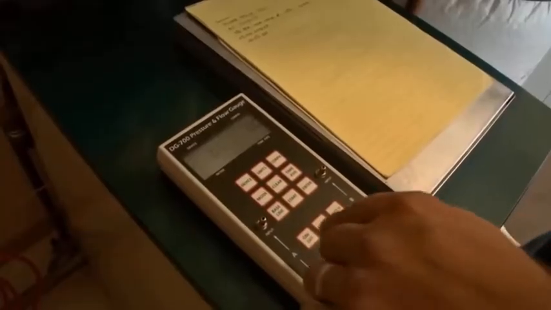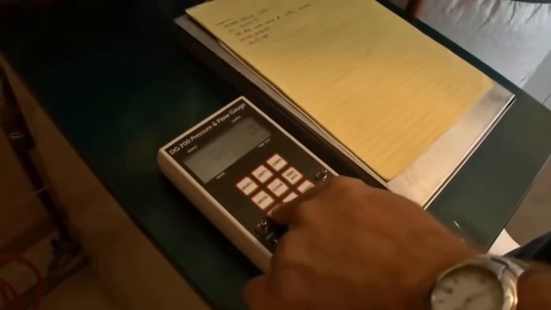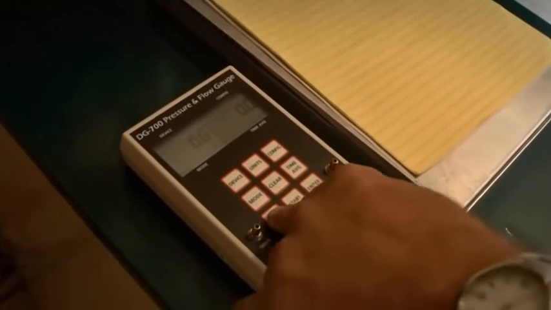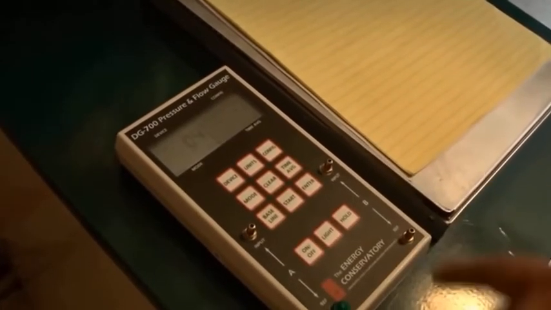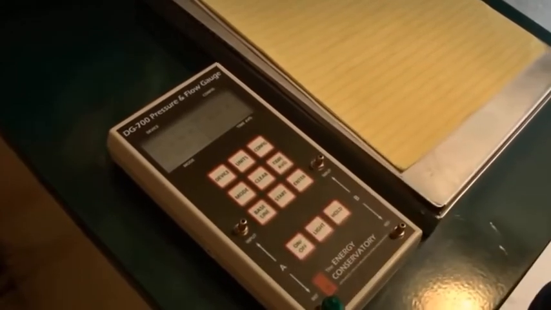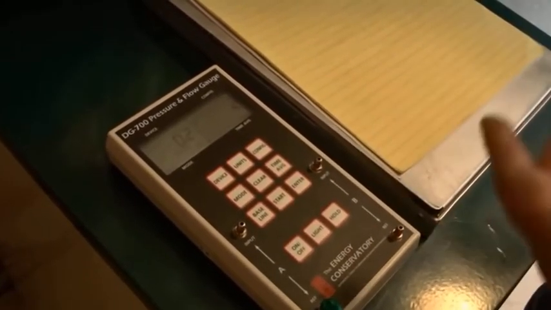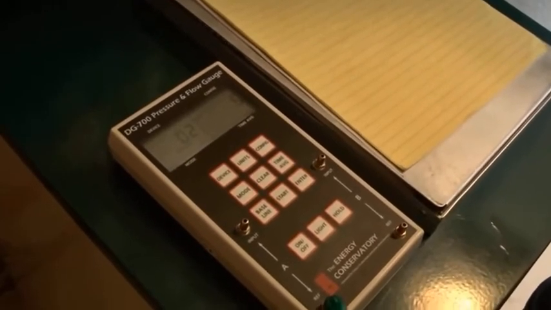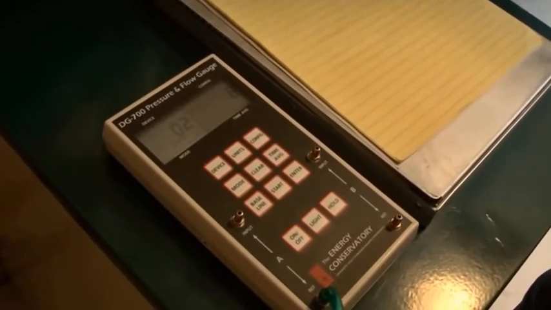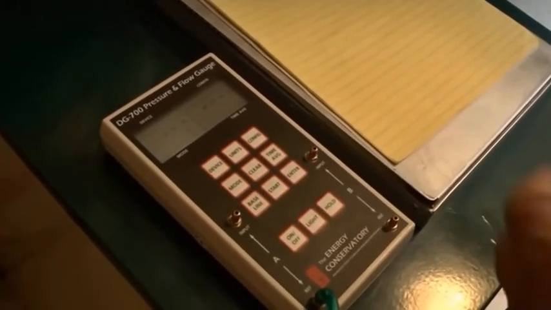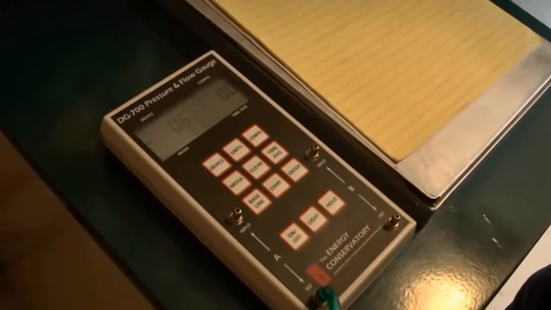Okay, we need to get baseline pressure. So we're on pressure. We're going to get baseline pressure. We'll start the calculation. Now this thing will go through a process and average out the baseline pressure. We'll let it go for 30 seconds or so. We select enter, and now everything's with respect to baseline pressure.